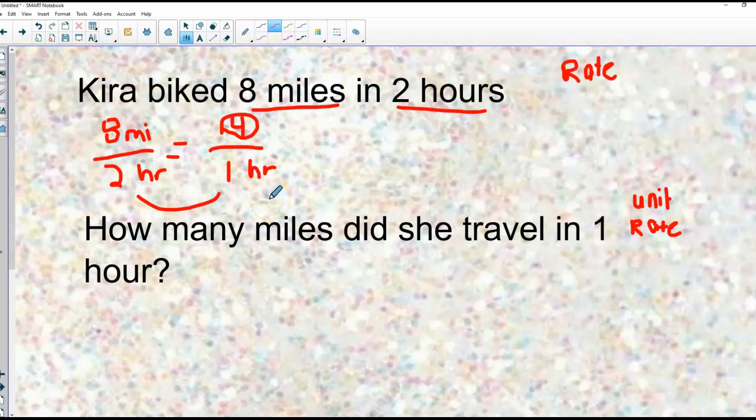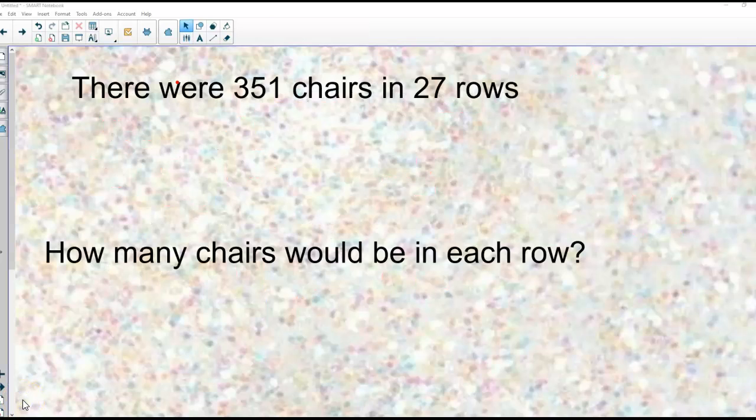So you can set it up as a ratio that we've been doing. The other thing we can just do is we can say, hey, we can just divide 8 divided by 2. And you will figure out that she went 4 miles, right? She went 4 miles in 1 hour. So we now have a unit rate because we have 1 of something. Okay, let's look at another one.